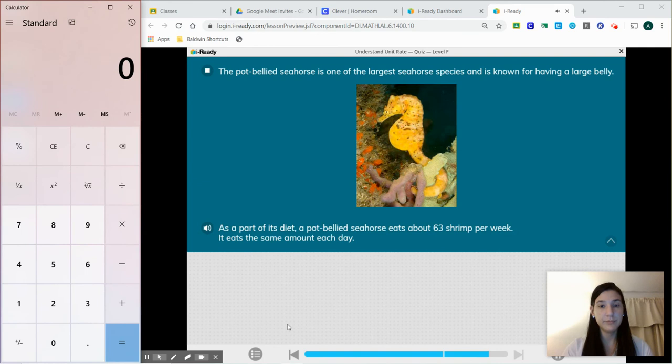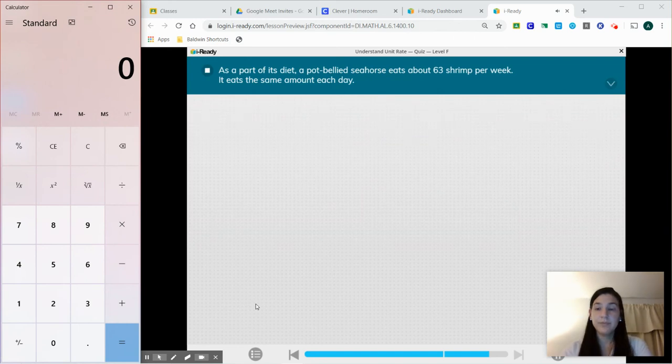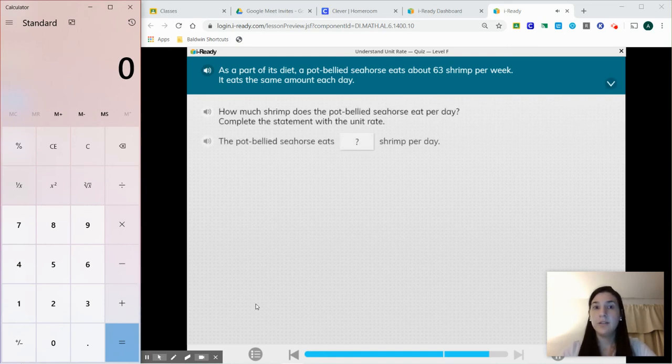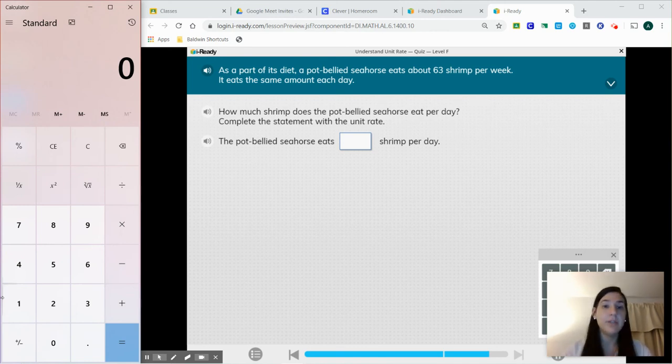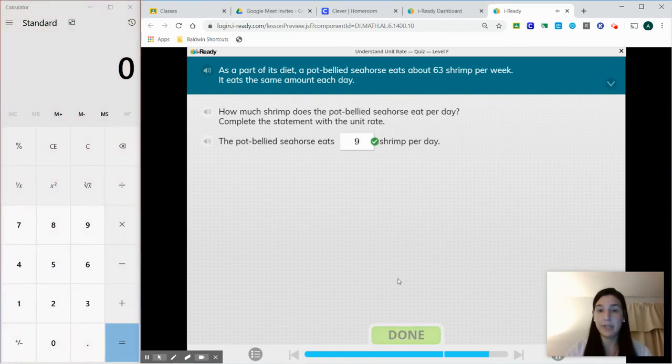The pot-bellied seahorse is one of the largest seahorse species and is known for having a large belly. As a part of its diet, a pot-bellied seahorse eats about 63 shrimp per week. It eats the same amount each day. Now, how much shrimp does the pot-bellied seahorse eat per day? Complete the statement with the unit rate. Remember, we have to know how many days there are in a week, which is 7. So we're going to be doing 63 divided by 7, which will give us 9 shrimp per day.